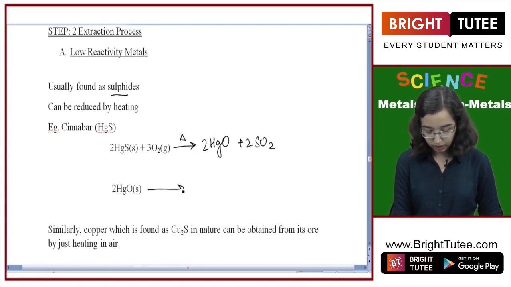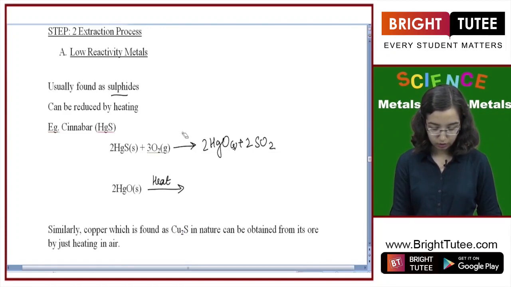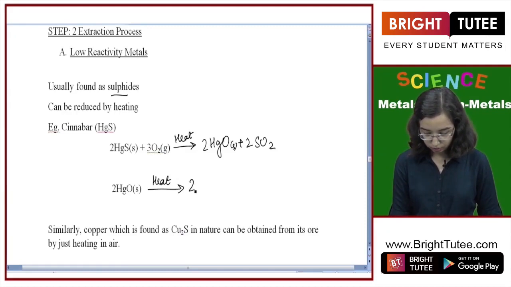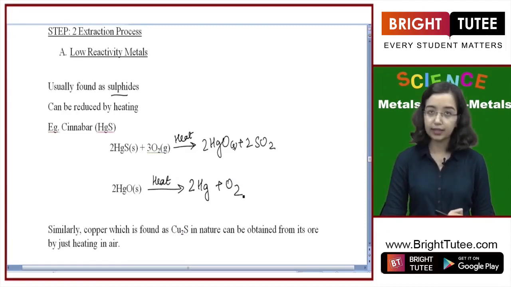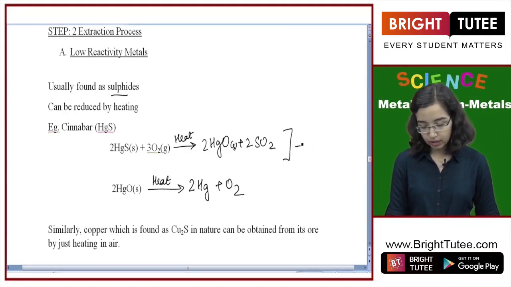Now the oxide that we have obtained here, we again heat it. Heat, and the triangle is just a symbol of heat, so you can also use this, or you can just write heat. And then you get pure metal, right, like this.